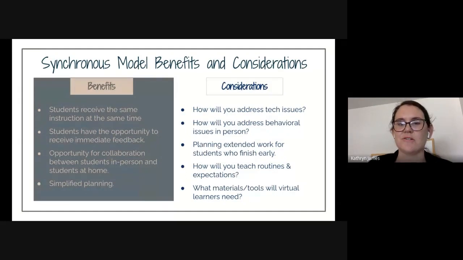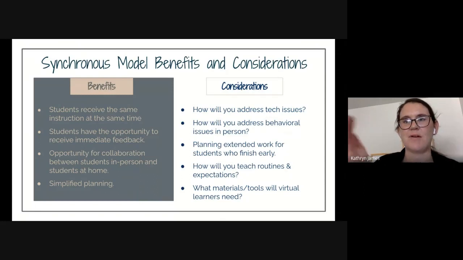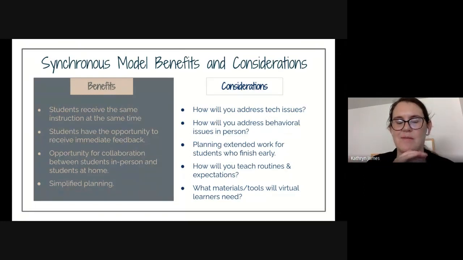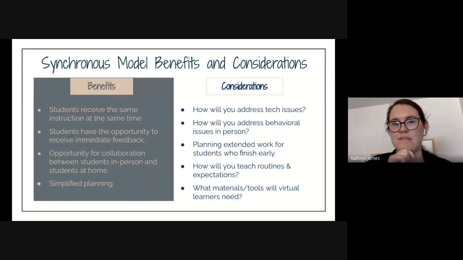And then what materials do your students who are at home need so they can participate in an equitable way with the same learning that's happening in the classroom? If we have a whole group lesson where we're using the same materials, do my students who are at home have the materials to participate in the lesson the same as my students who are in the classroom?